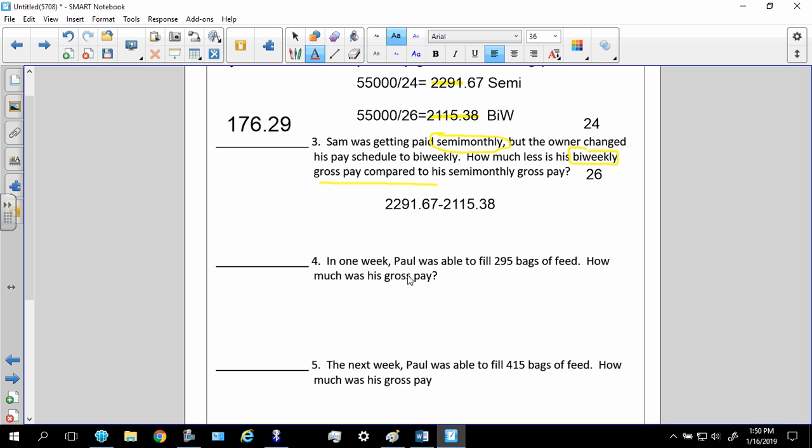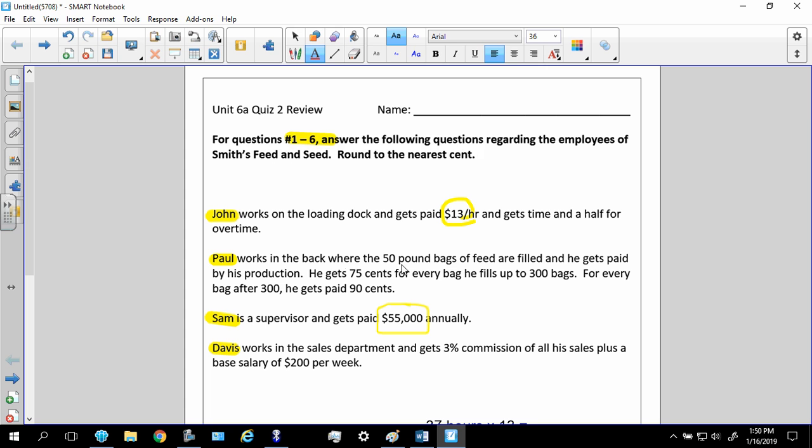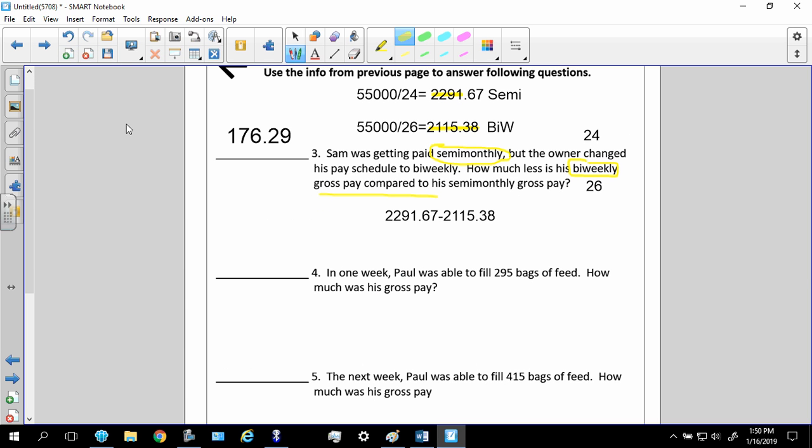Question number 4. In 1 week, Paul was able to fill 295 bags of feed. How much was his gross pay? Well, let's take a look at Paul. Paul works in the back where he gets 50-pound bags. He gets 75 cents for every bag up to 300. Every bag over 300, he gets 90 cents. So you might have to split it up depending on how much he produced. He only was able to get 295, so he wasn't able to get more than 300.